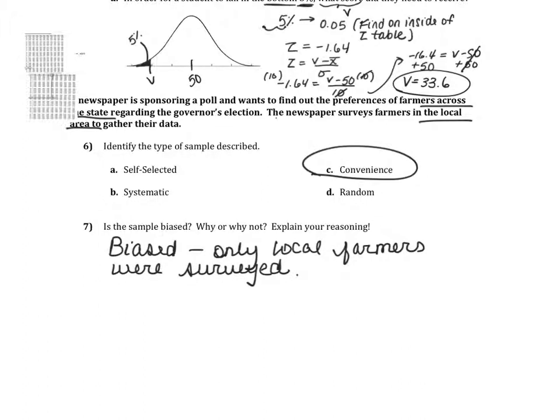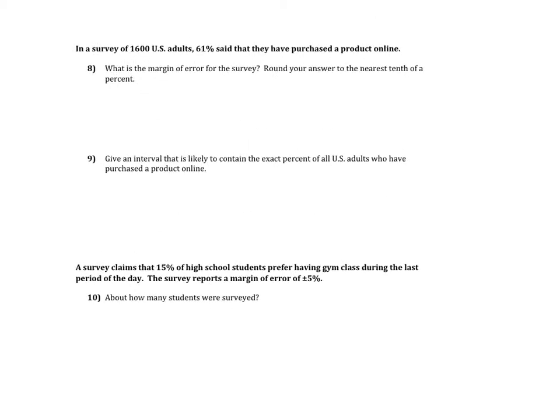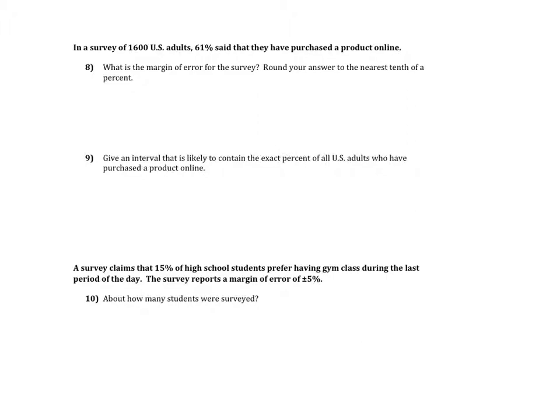All right, so on to our next page then. In these problems, in the first type, it is giving you a situation or an example of a survey. In number 8, it's asking you to find the margin of error. So it says in a survey of 1,600 U.S. adults, 61% said that they have purchased a product online. What is the margin of error for the survey? Round your answer to the nearest 0.1%.